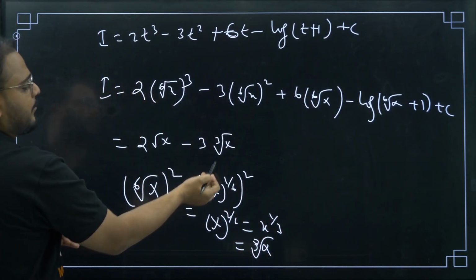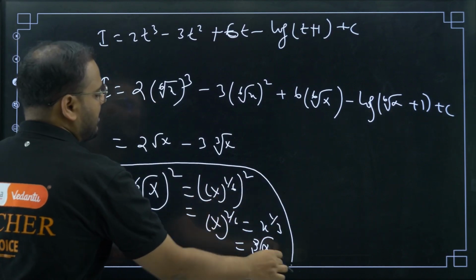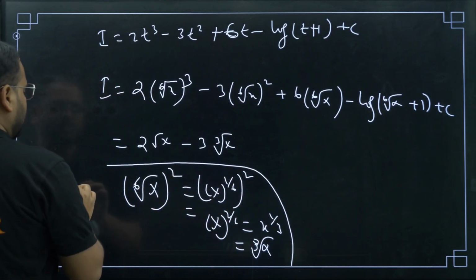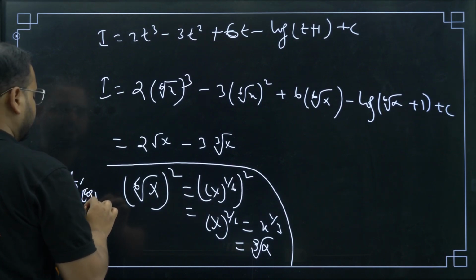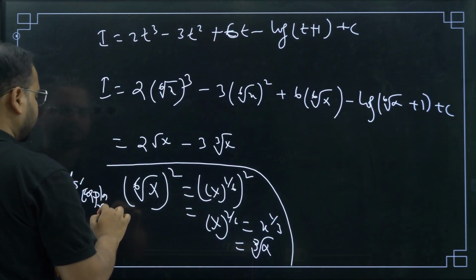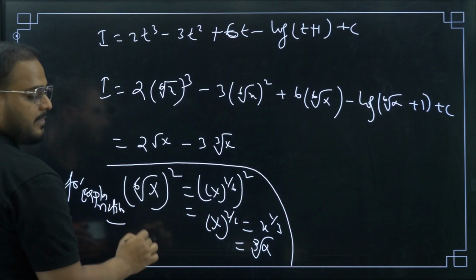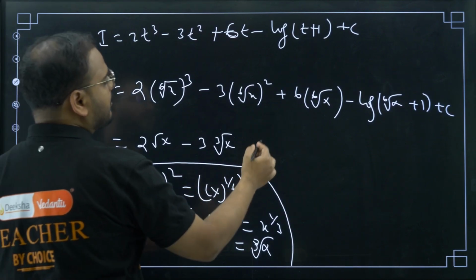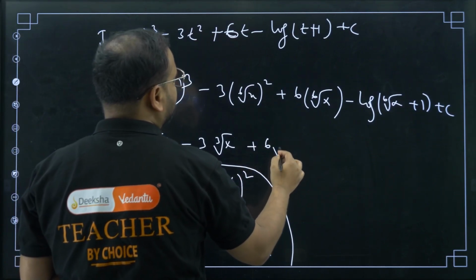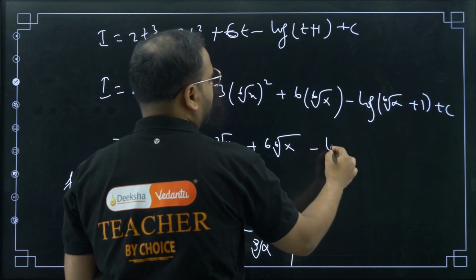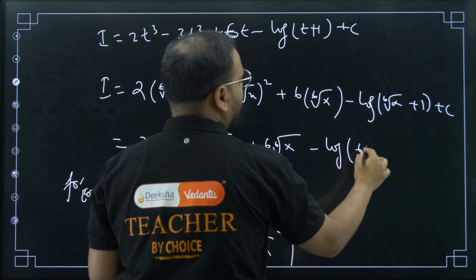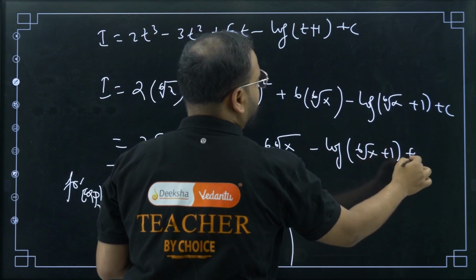Same thing I have written here, cube root of x. If you're not sure, I have written it over here just to understand, for explanation. Over here this I cannot change, 6 times the cube root of x, and this will be the same as it is, log of the cube root of x plus 1 plus c.